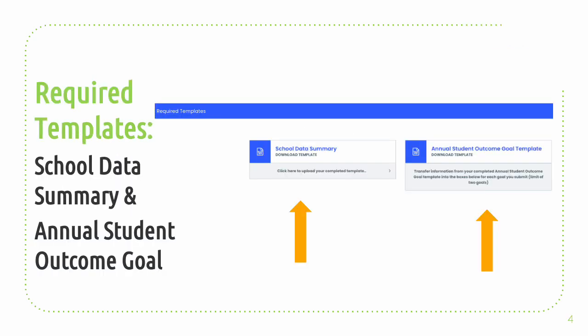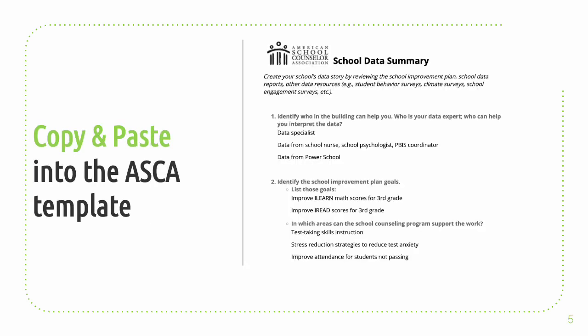You will see on Tab 2 two different required templates, both of which need to be downloaded. First, click on the School Data Summary report icon in your RAMP Ready account in our system. Then copy the information and paste it into the ASCA template. Once you have done that, you will need to upload your completed template into Tab 2 of your ASCA RAMP application.